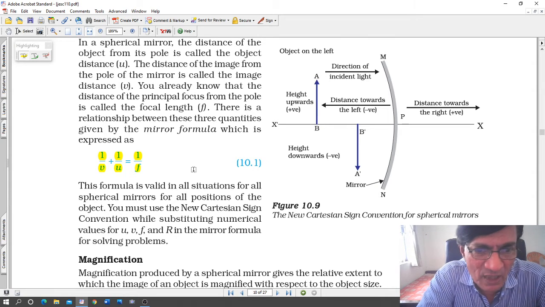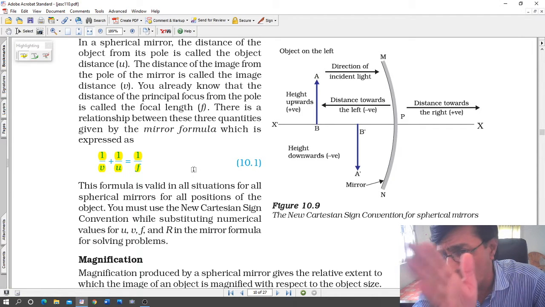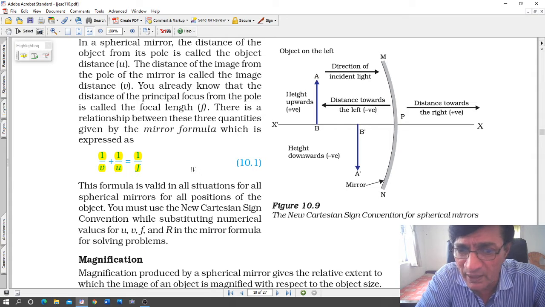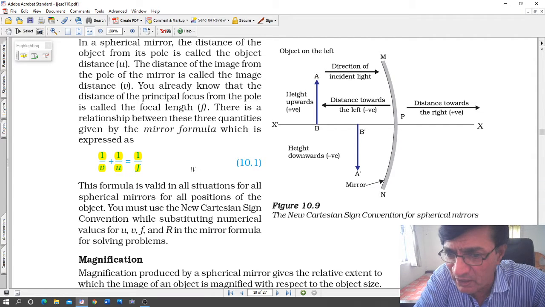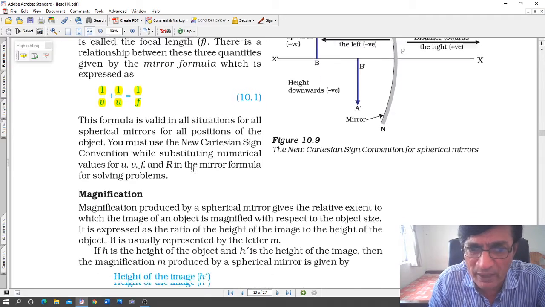For example, U is the object distance. Object distance will always be positive. It will not be negative. Similarly, the height of the object will always be positive. It cannot be negative. The focal length, for a concave mirror, the focal length is on the left hand side, so focal length will be negative. But for a convex lens, it will be on the other side, so therefore it will be positive. Be careful about these Cartesian sign conventions. I have discussed this in the other video in the morning. Have a look at that video very carefully.